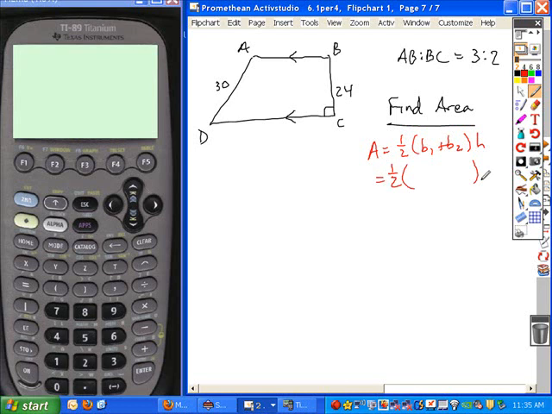Josh? Okay, so here's the height. So we do have one value. So all we need to do is find what the bases are. Well, we know that the ratio of AB to BC is 3:2. Any ideas on how we can find what that is?